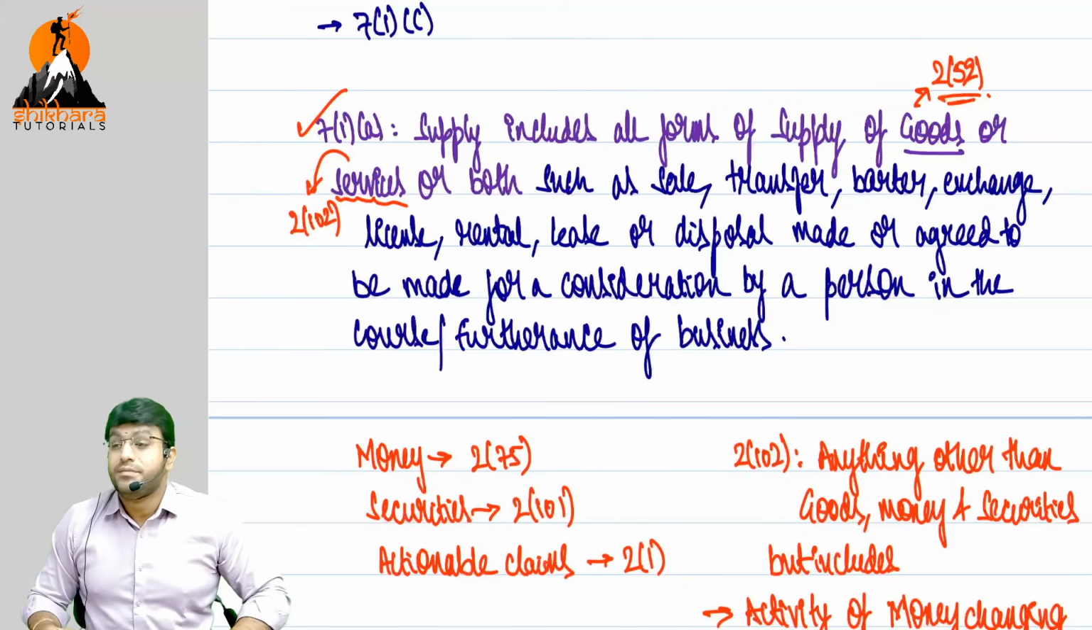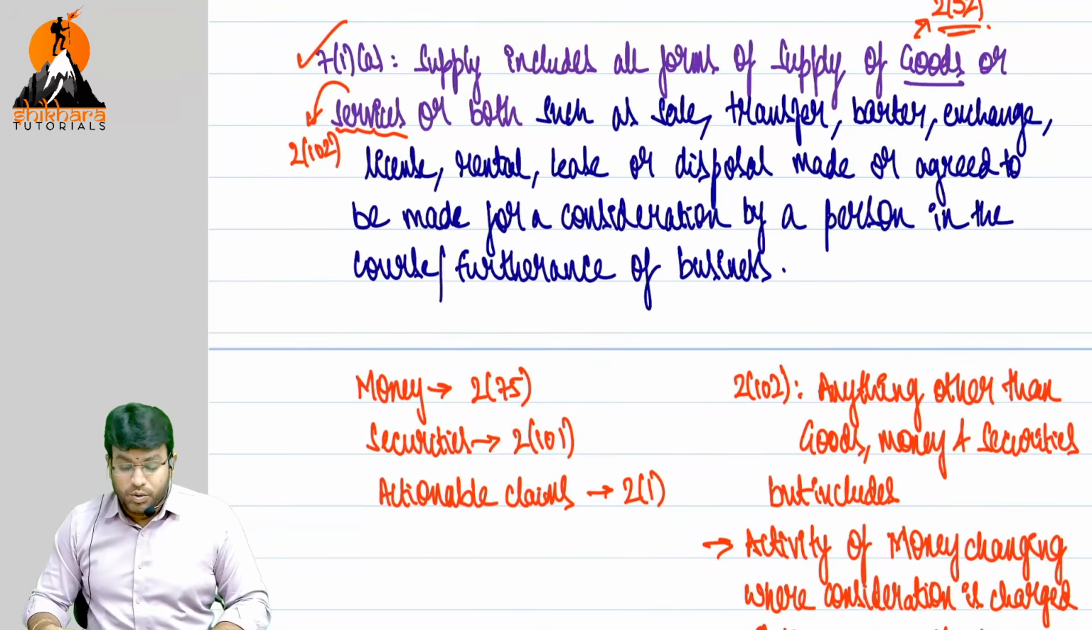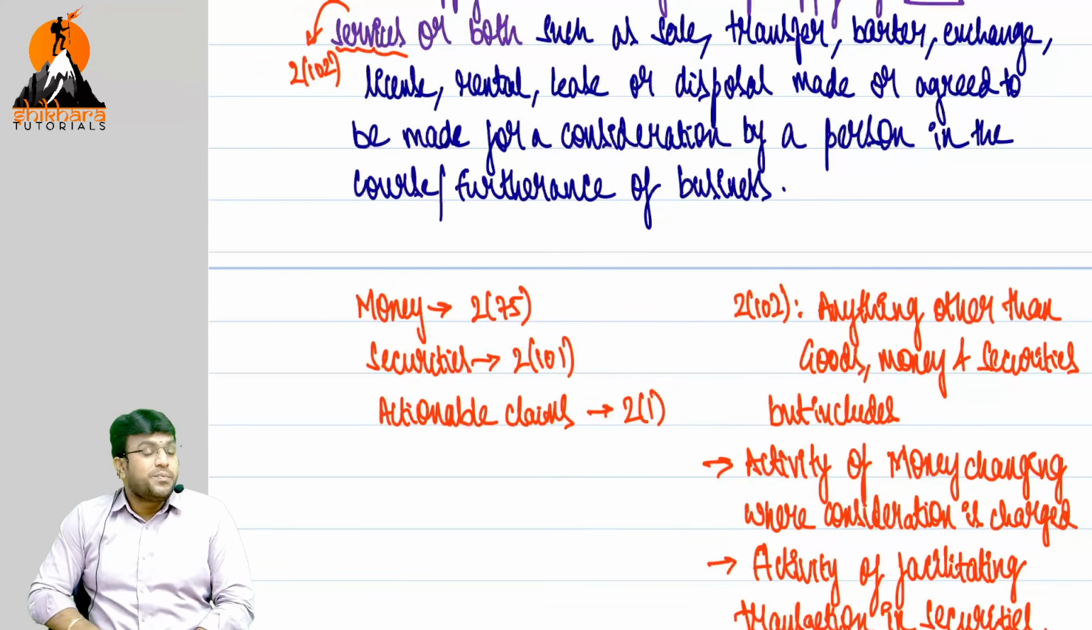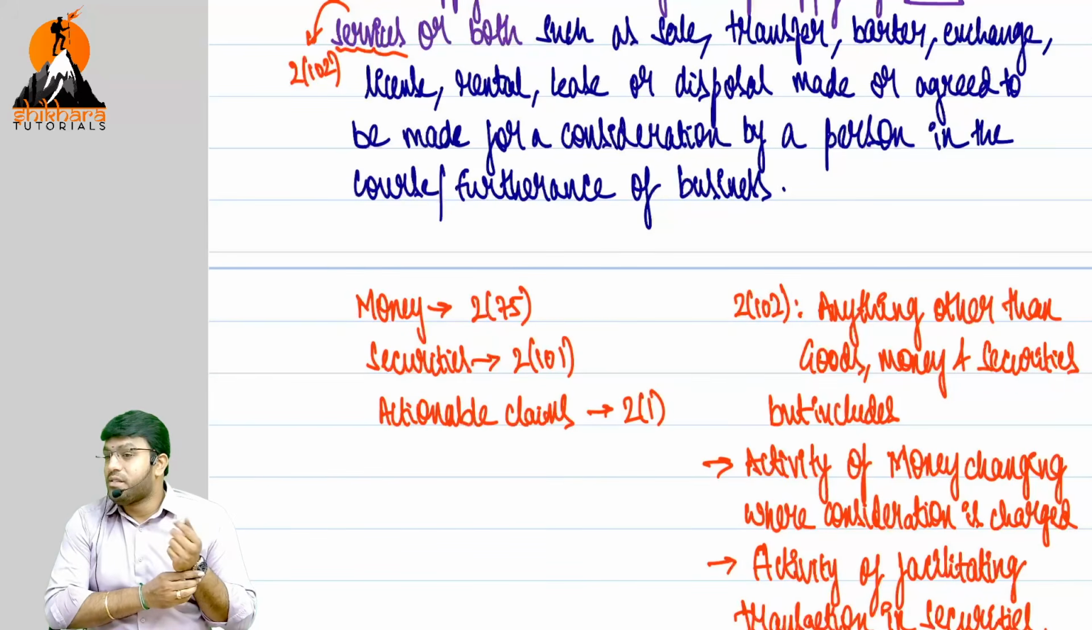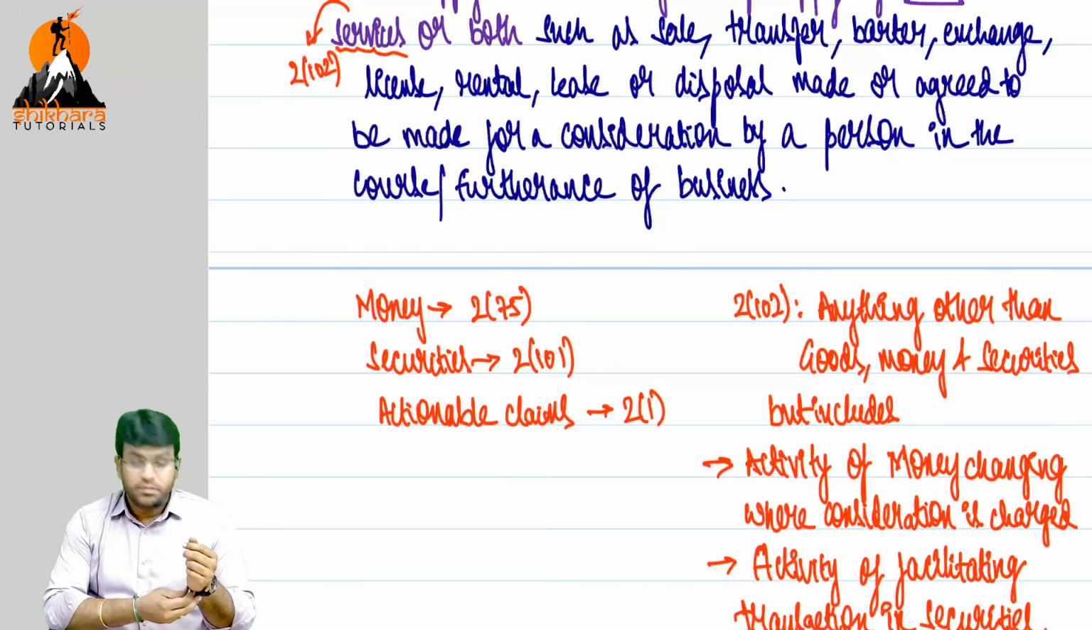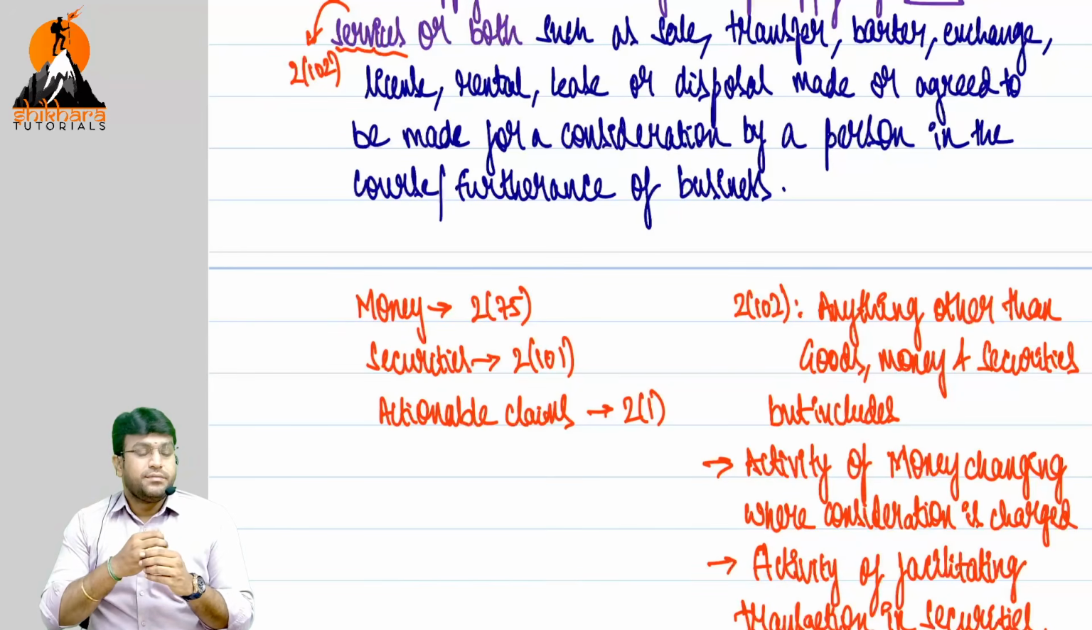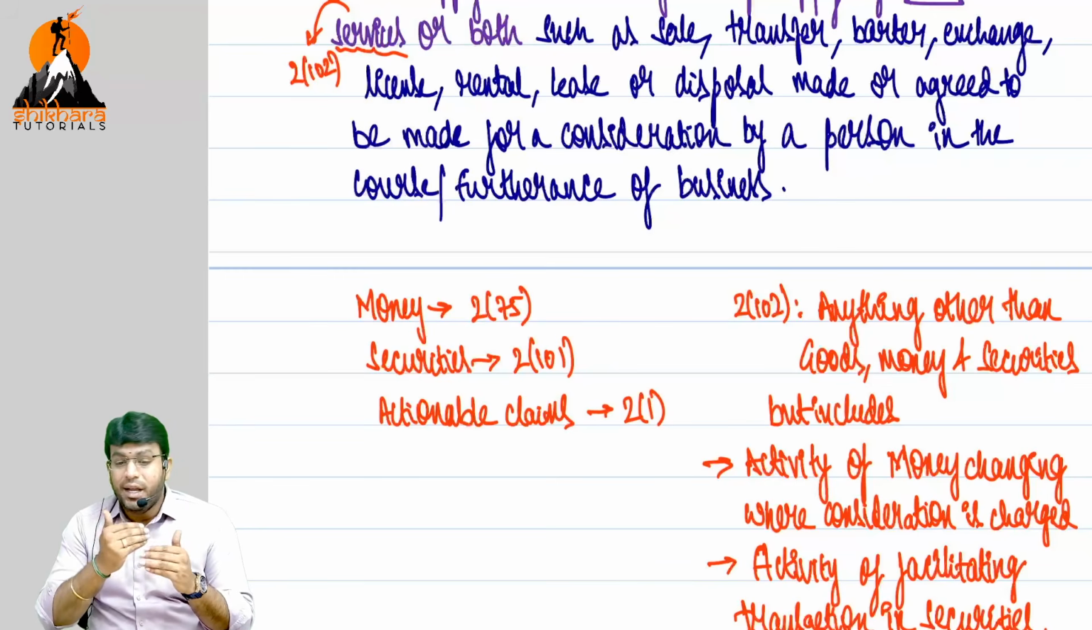Next, put the heading 2(102). What is 2(102)? Services. Services means anything other than goods, money and securities.